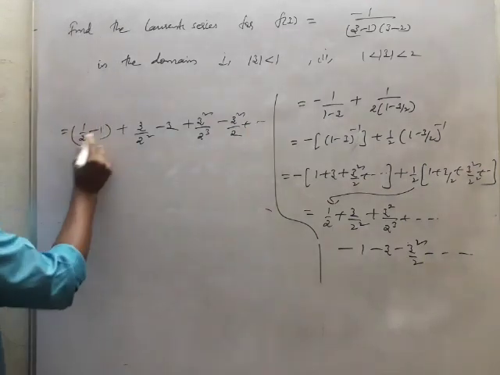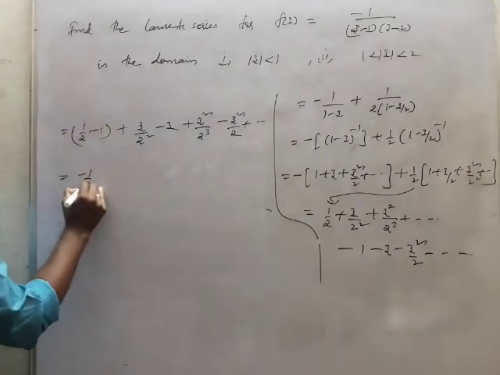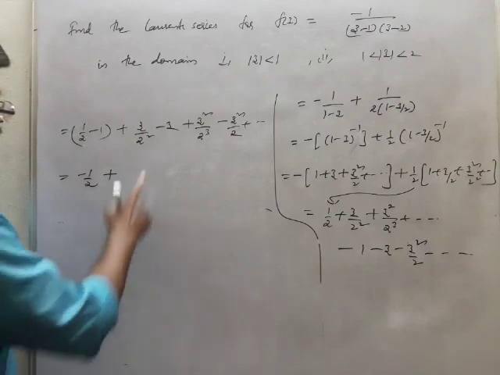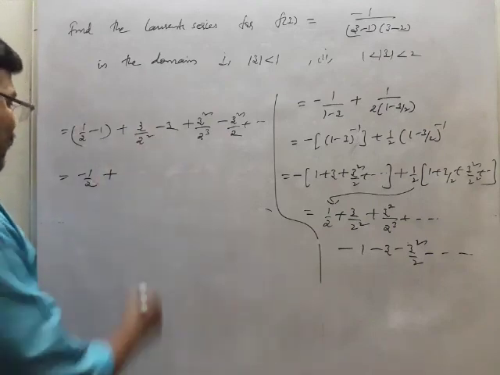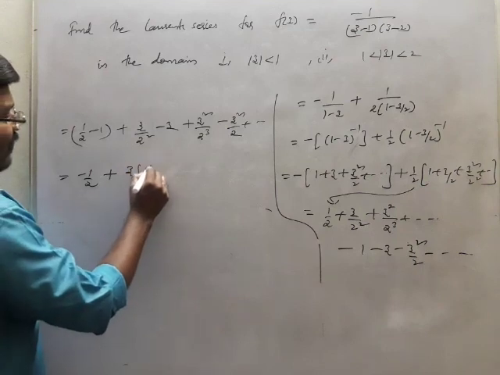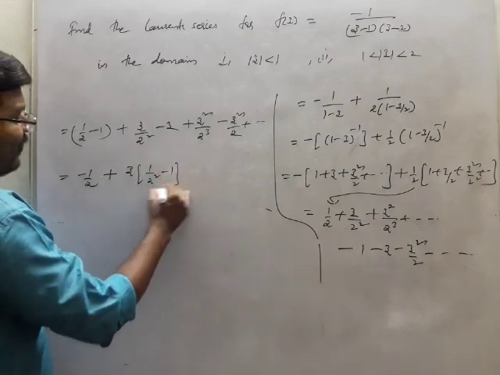So this is 1 by 2 minus 1, that is minus 1 by 2, plus here I can take z common. So if I take z common, 1 by 2 square minus 1.